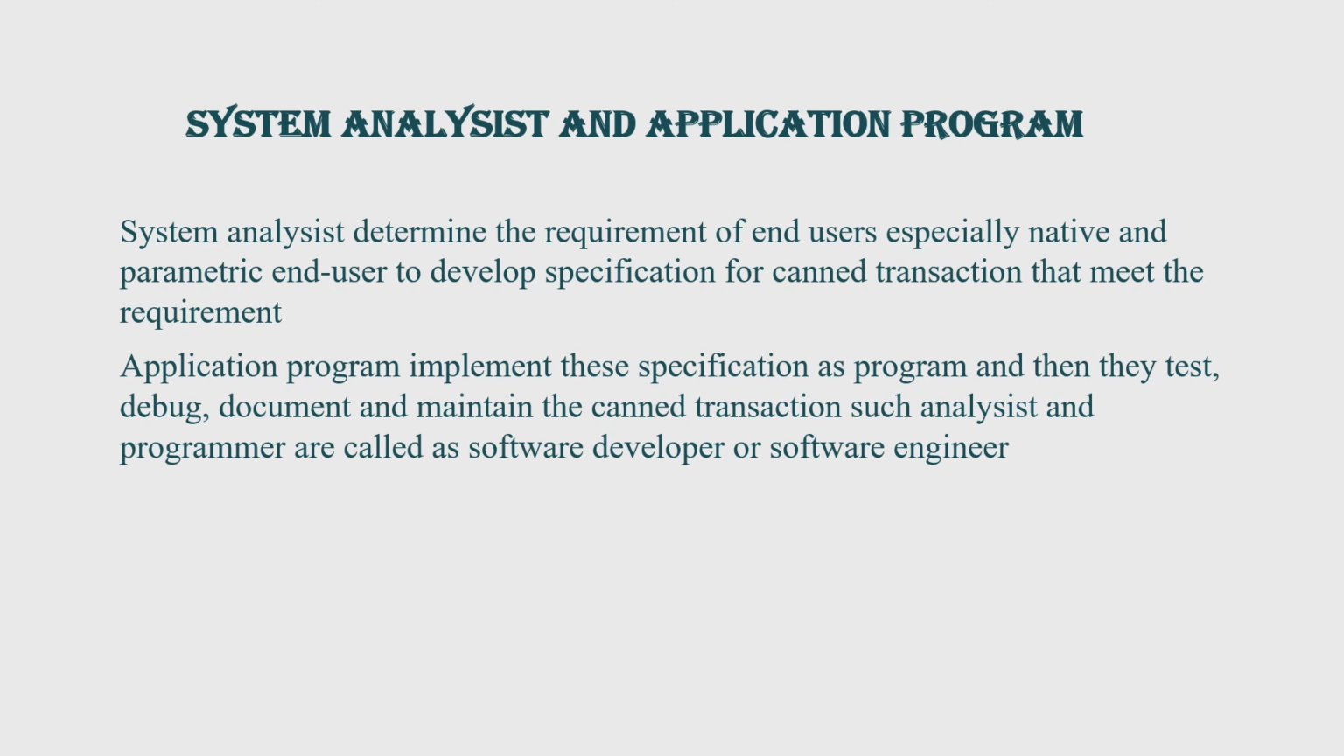The next is the application programmer. He implements what has been given by the system analyst. He codes the database, implements the program part for the problem or query given, and then tests, debugs, and maintains it, whatever the canned transaction requires. Such analysts or programmers are called software developers or system engineers.